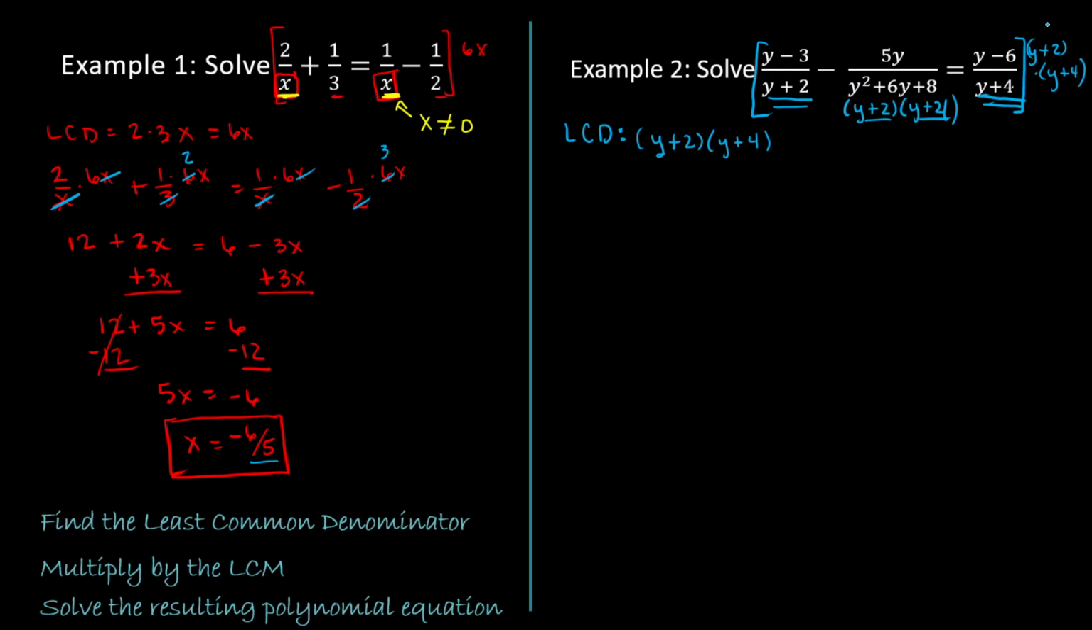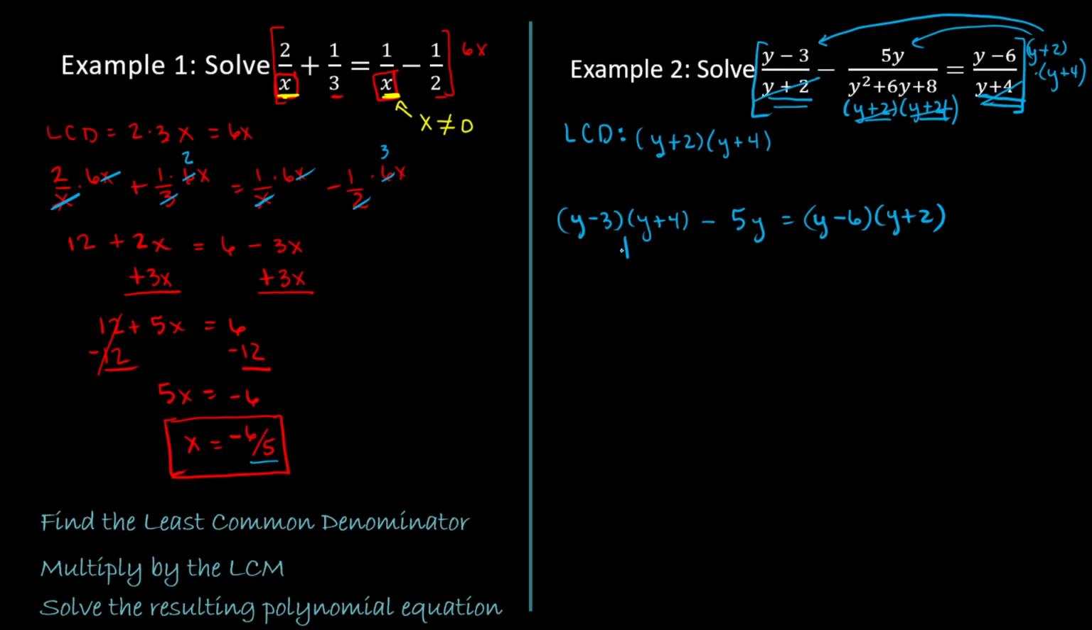Okay, so when I multiply this by the first fraction, the y plus 2 is going to go away. So I have y minus 3 times y plus 4. In the second equation, the y plus 2 and the y plus 4 are going to get canceled. So that leaves me with 5y. And in the last piece here, the last fraction, the y plus 4 is going to go away. So I end up with y minus 6 times y plus 2.